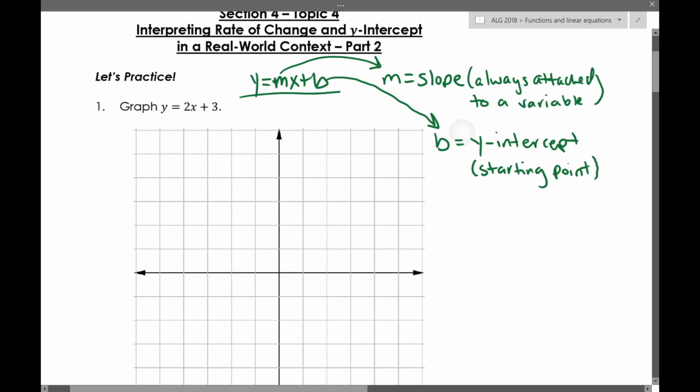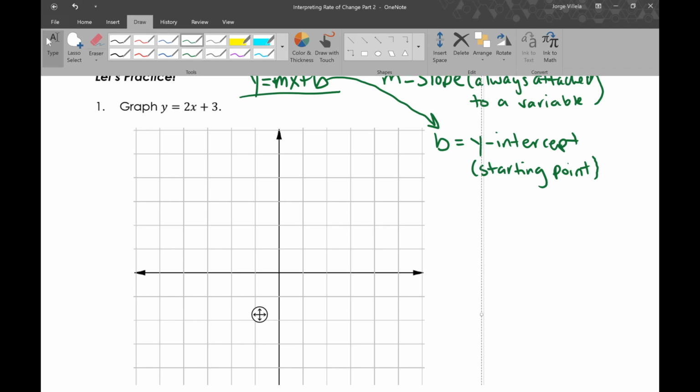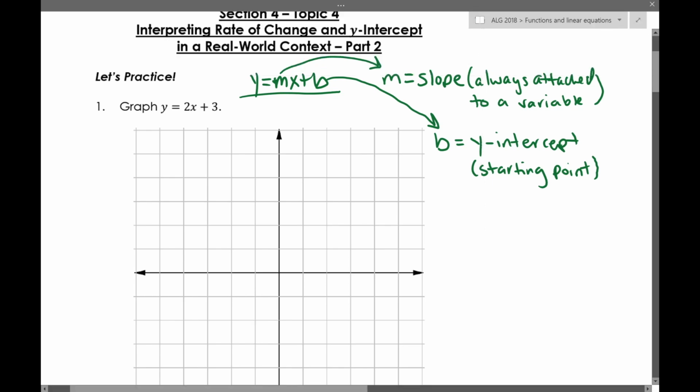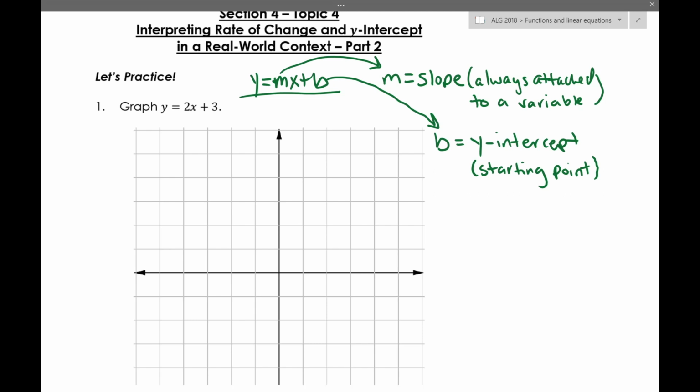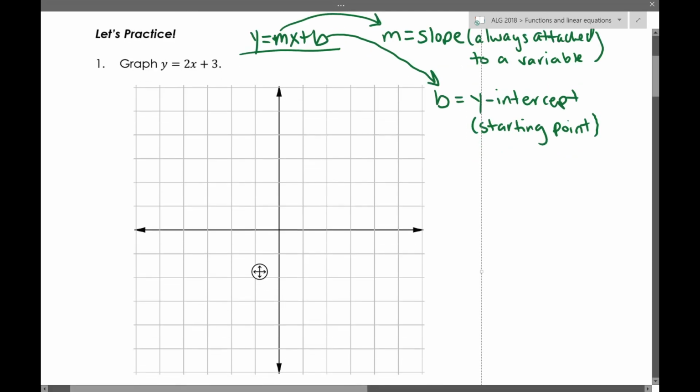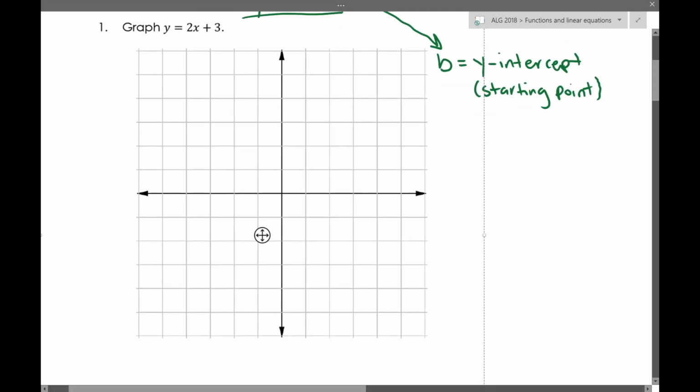So let's practice. So first of all, it says to graph y equals 2x plus 3. Alright, so there's a couple things we just learned. We just learned that m stands for slope and b stands for our y-intercept. Now, if you notice, this graph is different than the other graphs we've used, okay? This one has 4 coordinates. Alright, it's an actual graph now.